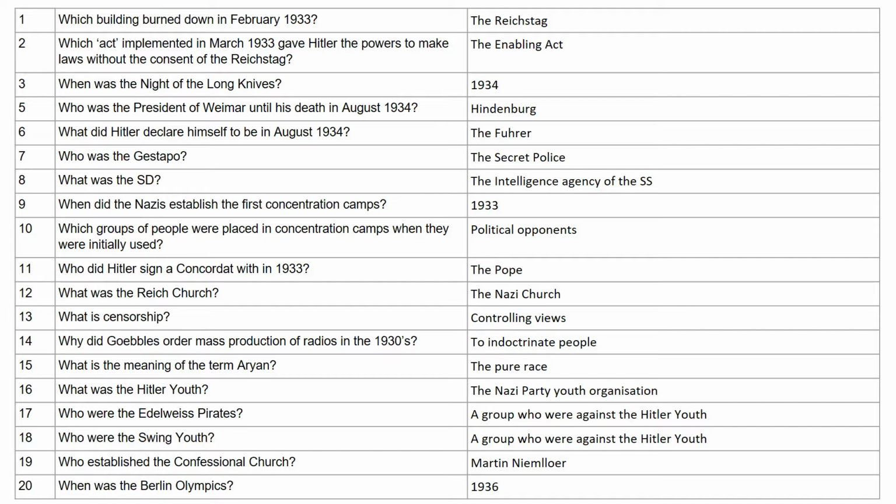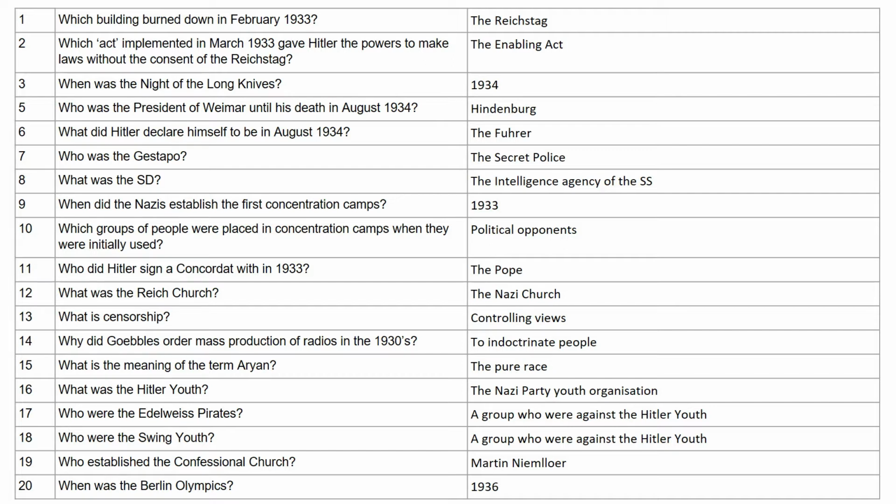The Gestapo were the secret police, so Hitler wanted to keep control in Germany, and the way that they did that is through this secret police. The SD were the intelligence agency of the SS, so they would spy on people, they would listen in on telephone conversations, and the SS would then go and track them down.